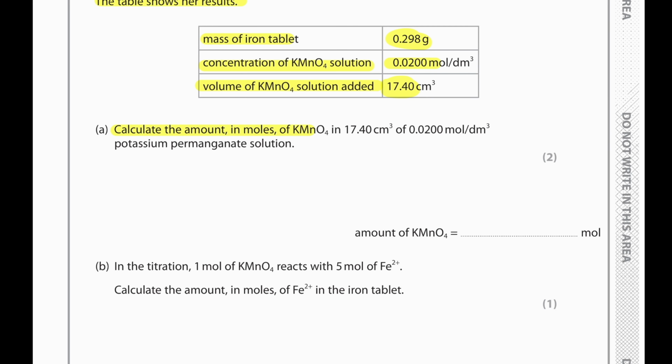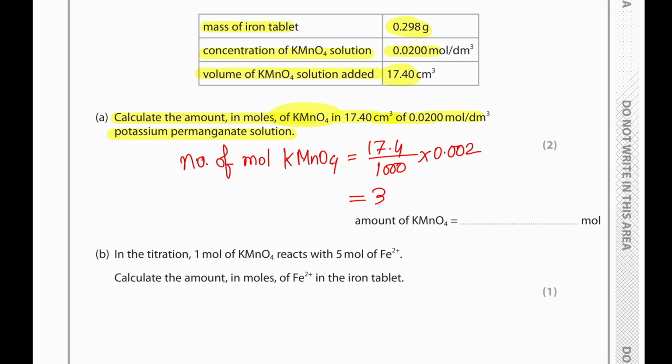Calculate the amount in moles of potassium permanganate in 17.4 cm cube of 0.02 mole per dm cube potassium permanganate solution. So the number of moles will be 17.4 divided by 1000, because it is in cm cube, so we'll convert it into dm cube, then we will multiply it with 0.02. The answer will be 3.48 into 10 to the power of minus 4 mole.